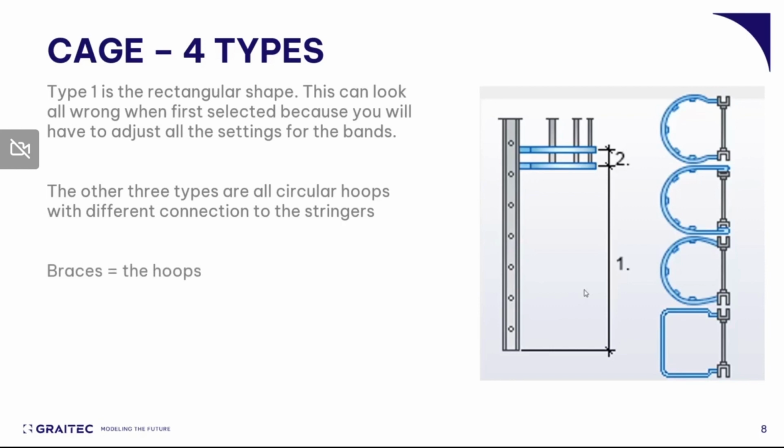So in terms of the macro, they use the word braces to refer to the hoops. I prefer hoops, but whatever. It's braces they use to refer to the hoops, and they use bands to refer to the vertical straps holding the braces together. So it's braces and bands, and until you get used to which way round they are, it's a bit confusing. The braces are the hoops. Let's see the cage in action.